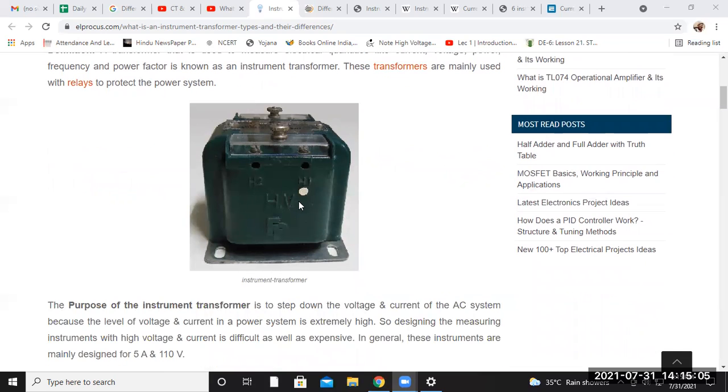So this is a type of instrument transformer, and this is another type of instrument transformer. This terminal is named S2. This terminal is named H1. This is your high voltage transformer, or you can say your PT. So it is a type of instrument transformer.